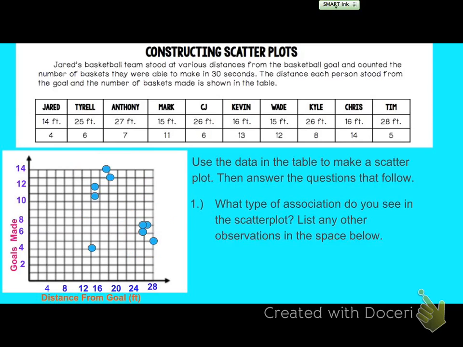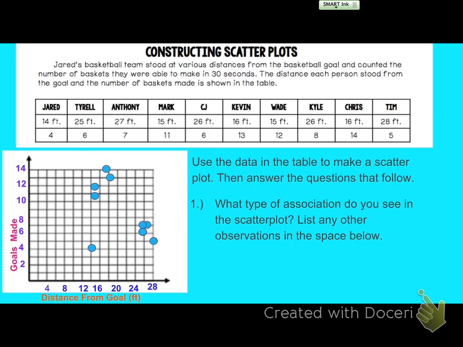What type of association do you see in the scatter plot? So what's happening on my X? It's increasing. So what's happening to the points? They're decreasing. So it has what kind of association? A negative association.